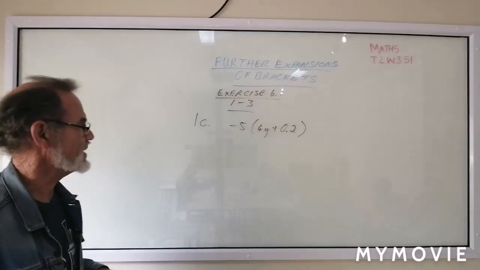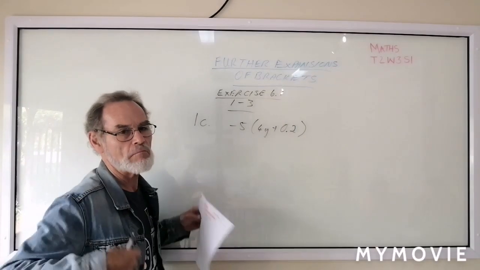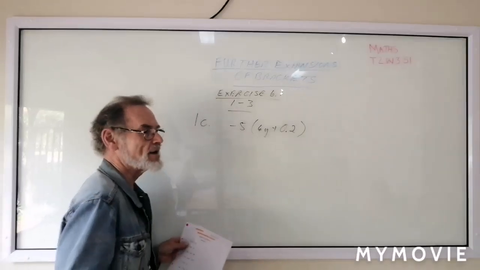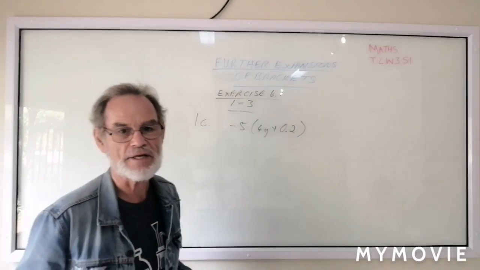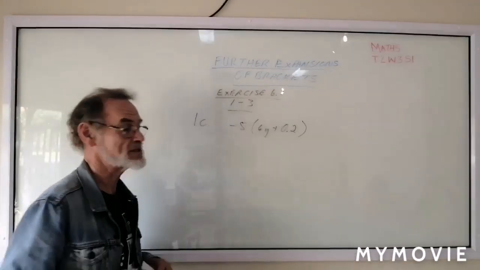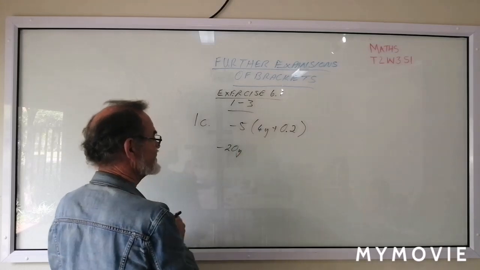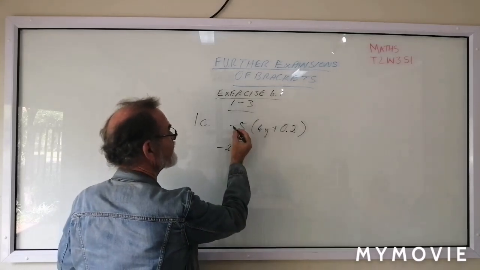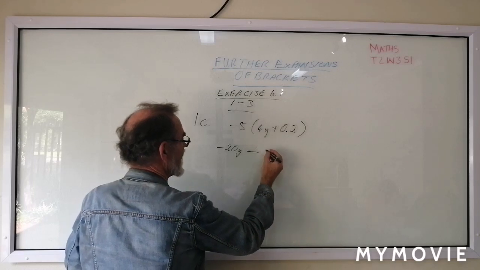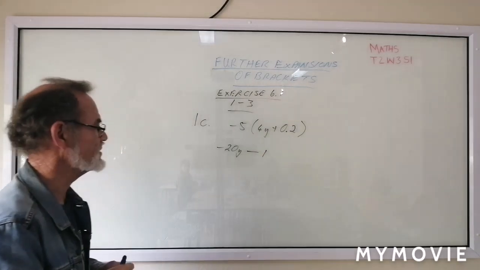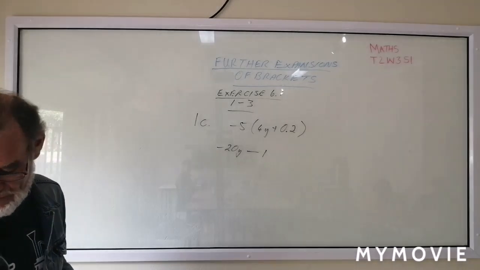So let us multiply this out. It's called expansion. Sometimes I use the term multiply out. It's the same thing. It's the opposite of factorization. Okay, so instead of saying 16 is 8 times 2, we're saying 8 times 2 is 16. So multiply this: minus 20y. The y just rides along. And this is a minus times a plus, gives you minus. 0.2 times 5 is 1. And that is your answer, minus 20y minus 1. And you can't simplify this any further.